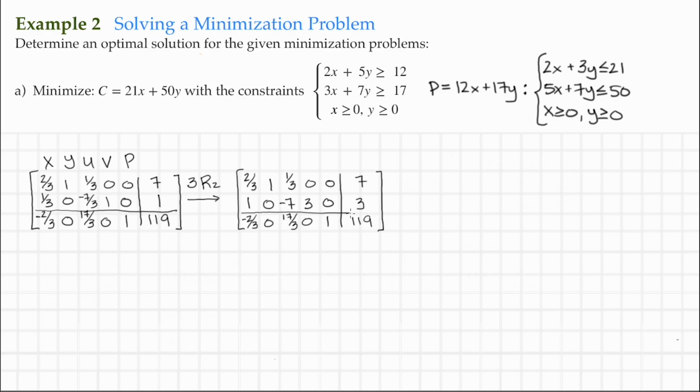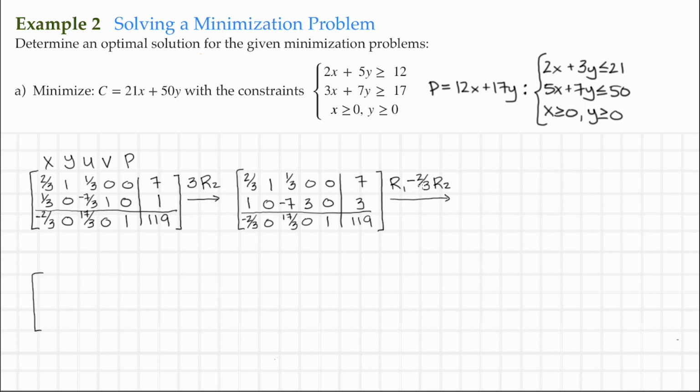Put in our horizontal line. So now we can target this value up here. So we'll take row 1 minus 2/3 of row 2. We'll put in a bracket down here.